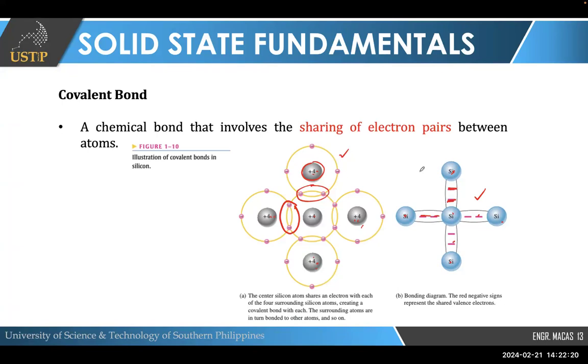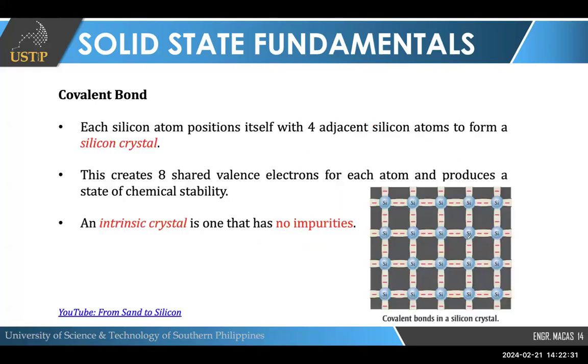So when we place silicon here and silicon there, they now share. And so on, creating what you call the silicon crystal. Each silicon atom positions itself with four adjacent silicon atoms to form a silicon crystal.